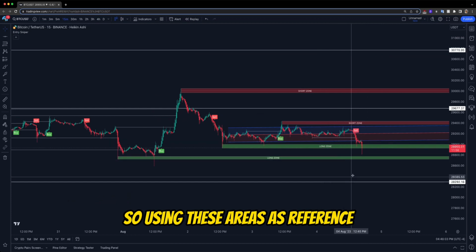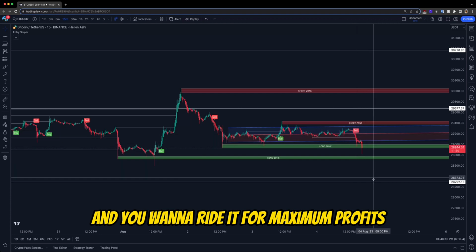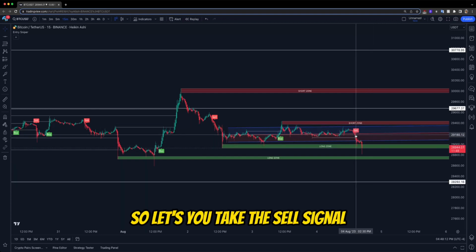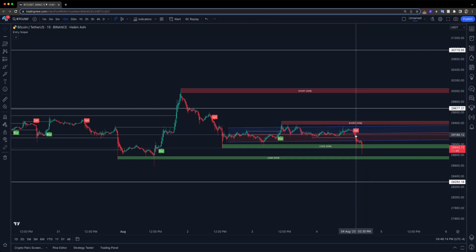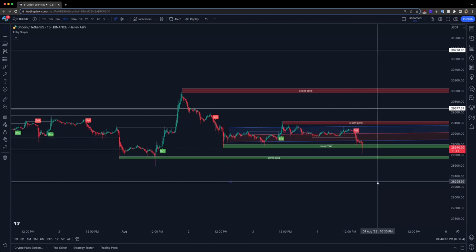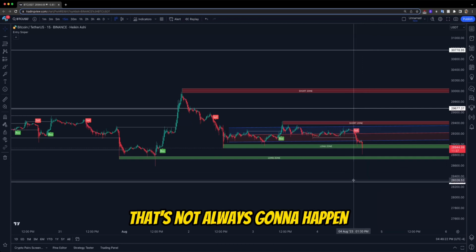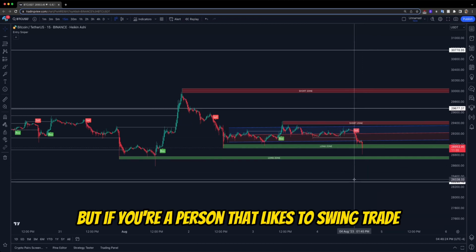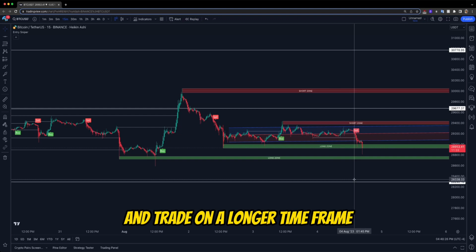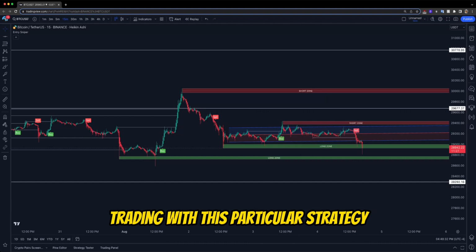So using these areas as reference, let's say you catch a really good sell signal over here and you want to ride it for maximum profits. So you take the sell signal, you could basically take this all the way down and take profits at this price over here. That's not always going to happen, but if you're a person that likes to swing trade and trade on a longer time frame, you can find added benefits by doing this, trading with this particular strategy.